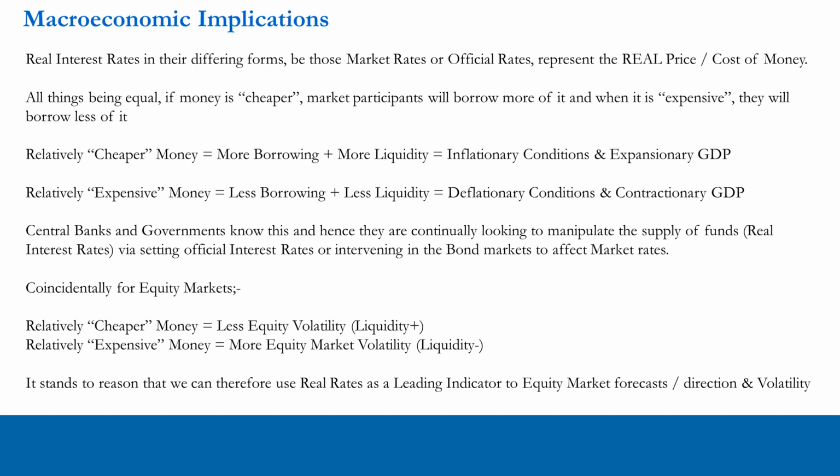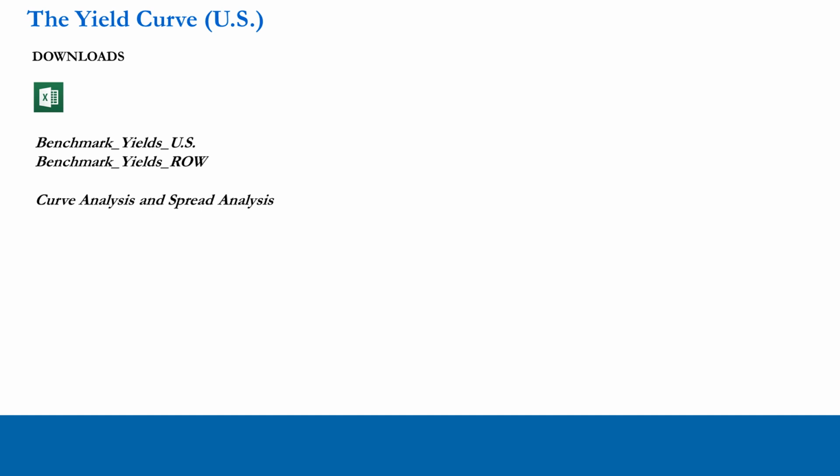So putting all this together, it stands to reason that we can use real interest rates in the US as a leading indicator to equity market forecasts. So the level of the market and the valuation of the market, and also the direction and the volatility of the stock market. Now, what we're going to look at moving on is the relationship between short-term and long-term money. So the price of money in the short term relative to the long term, okay?